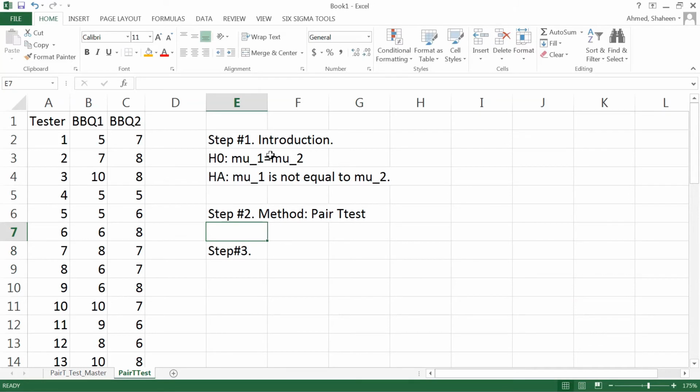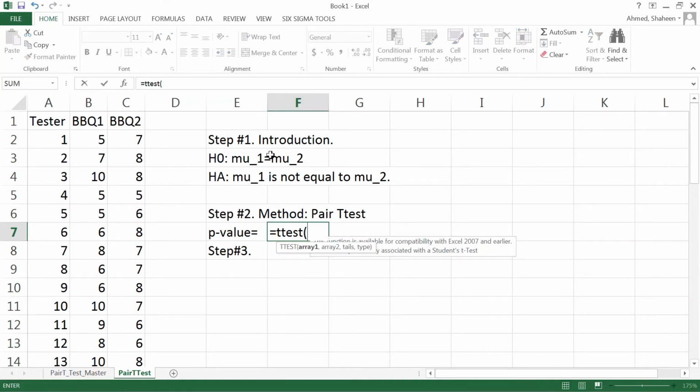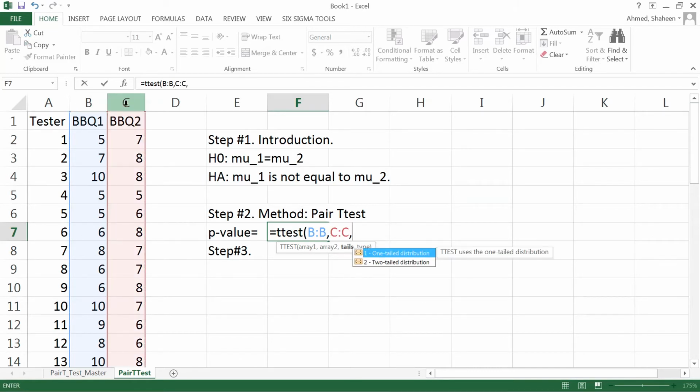Now from the method, let's calculate the probability value for the null hypothesis to happen. So for the probability value, I can simply write t-test, and then it will ask for data array 1, data array 2, and then tails. That comes from your alternative hypothesis. If it's not equal, that means it could be smaller or higher. Chef 1 could be higher or chef 2 could be higher.